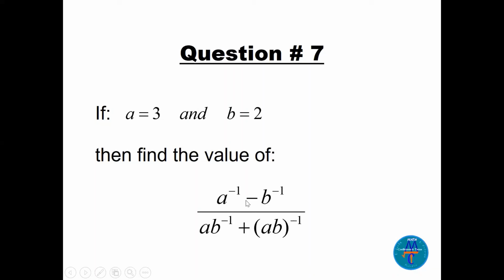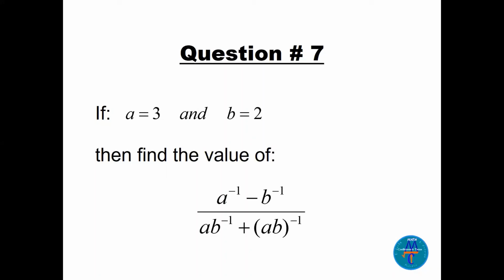A to the power minus 1 minus b to the power minus 1, divided by the quantity ab to the power minus 1 plus ab, all in the bracket to the power minus 1. Just replace the value of a as 3 and the value of b as 2, and get me the final answer for this question. I hope you can get it. You can pause the video here. I will give you some time for 7 and 8 to try it. Maybe 1, 2, 3 minutes, and then you can come back and see the answer. You check yourself. Let's see the final answer.